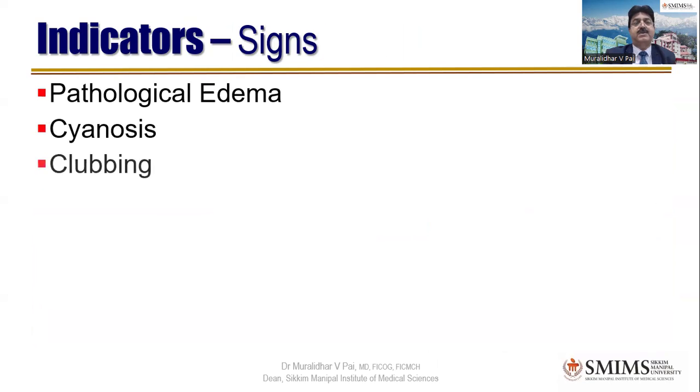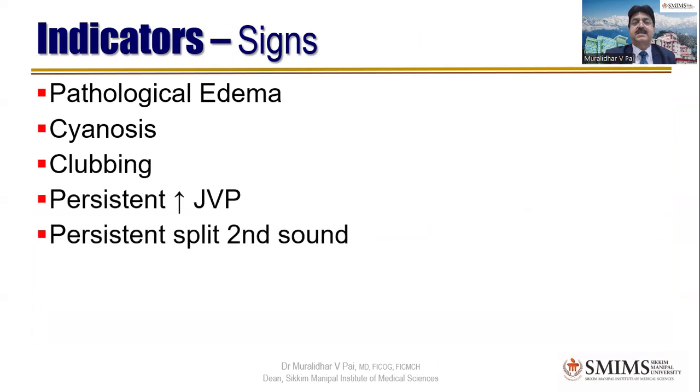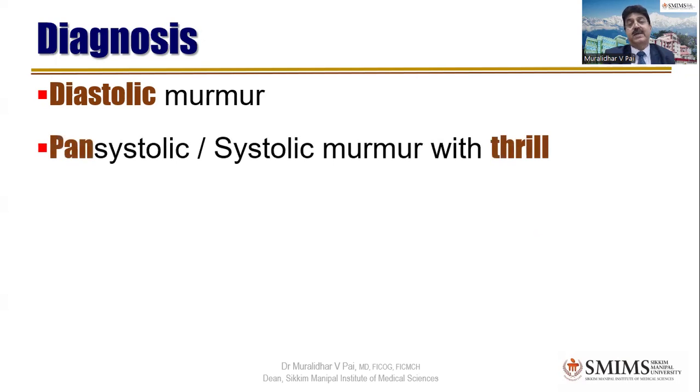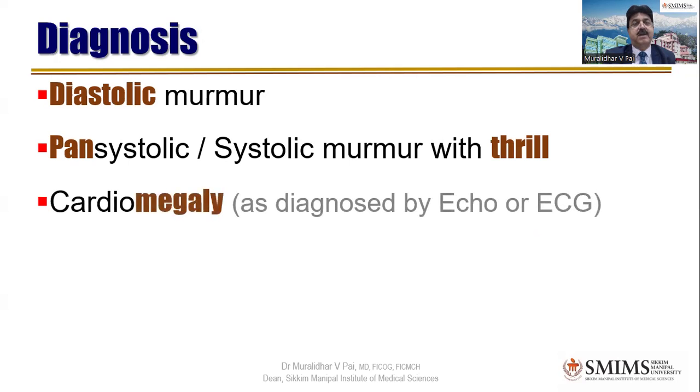pathological edema, cyanosis, clubbing, persistent increased JVP, persistent split second sound, loud P2. But the diagnosis is made only by diastolic murmur. Diagnosis, diastolic. Diagnosis, diastolic. Remember this. Pansystolic murmur is okay, not a soft systolic or ejection systolic murmur. If at all, the systolic murmur should be associated with thrill.